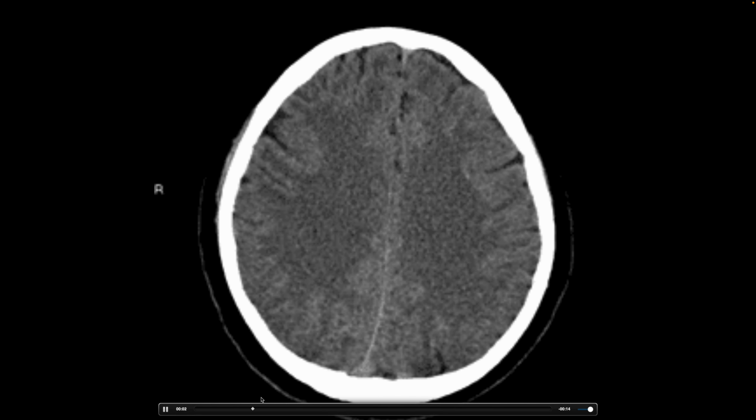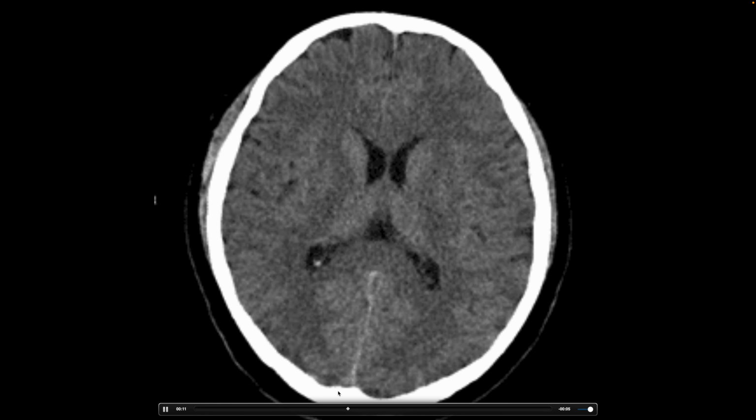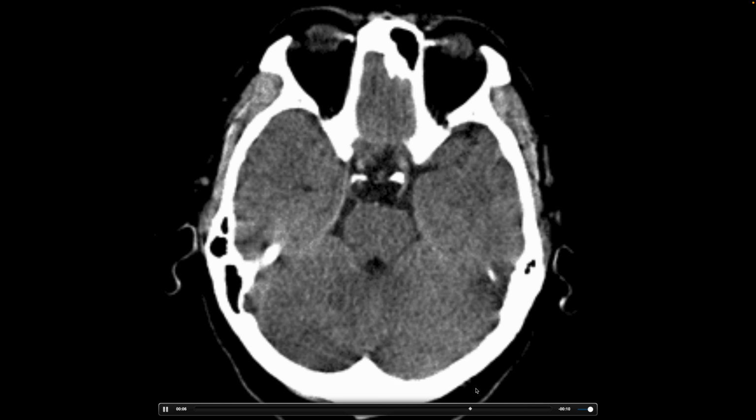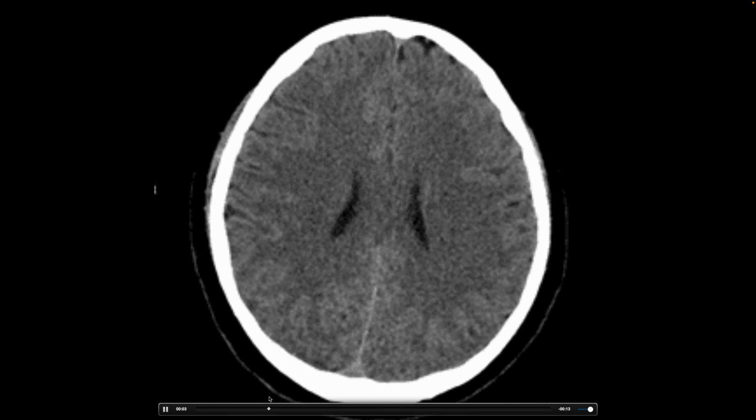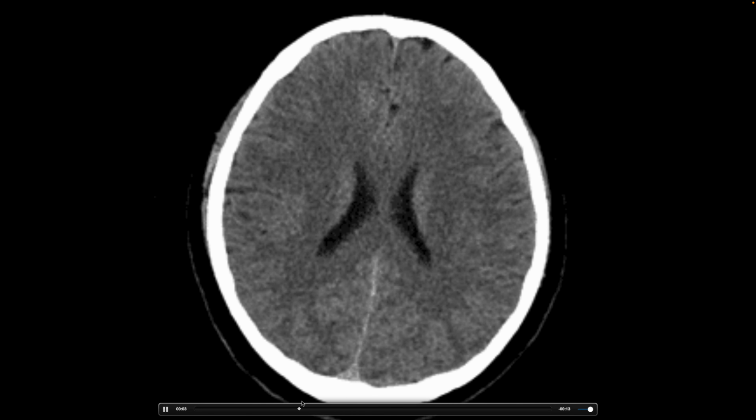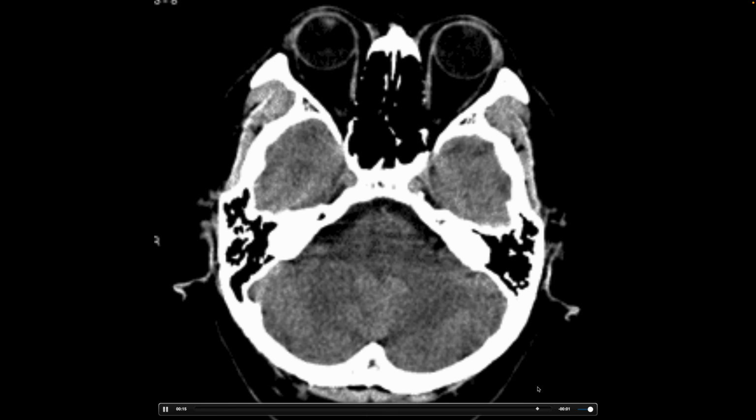If you have a look through this CT head here, which I can scroll through, you will identify, hopefully, unless I've made a massive mistake, that it's a normal CT head, that there is no blood. No blood.